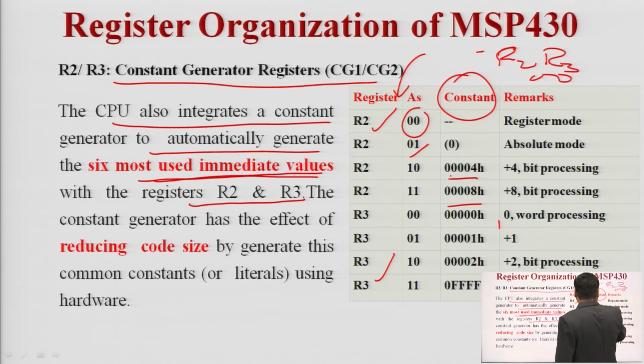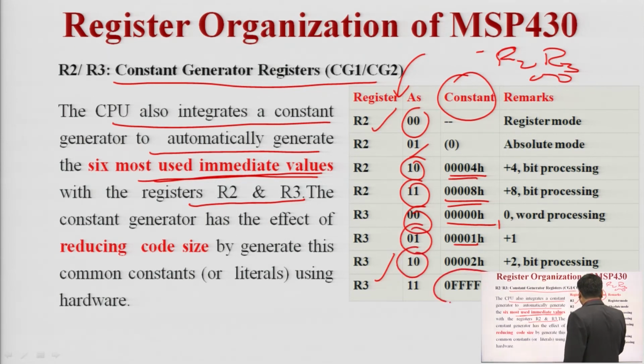We can see 0004 at address 10, 0008 at 11, 0002 at 00, similarly 0001 at 01, and 0002 at 10, and the last is FFFF at 11. So there is particular bit processing for each pattern. So plus 4 and plus 8: what is the meaning of plus 4 and plus 8?